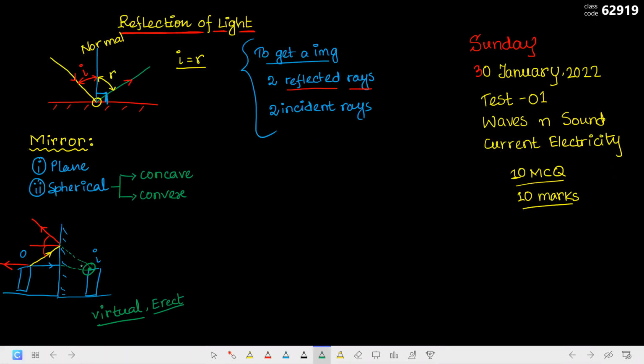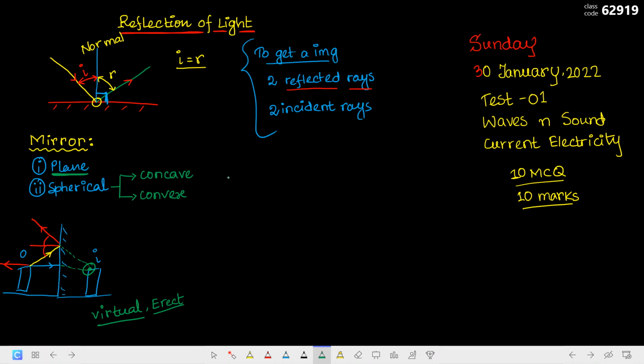No, the height doesn't change, the size doesn't change. This is in case of plane mirror I'm talking about. So it is neither magnified nor diminished, it is equal to the object. The image size is equal to the object size. Okay, so this is all about the image formation in plane mirror, but mostly we will focus on spherical mirror, and to be more specific, on concave mirror.